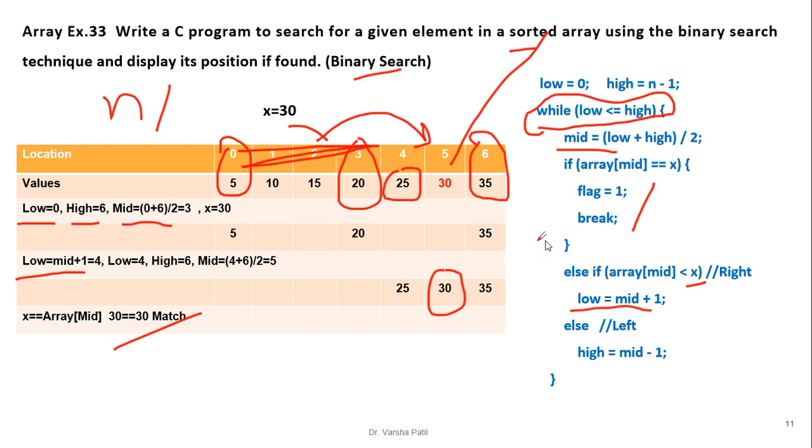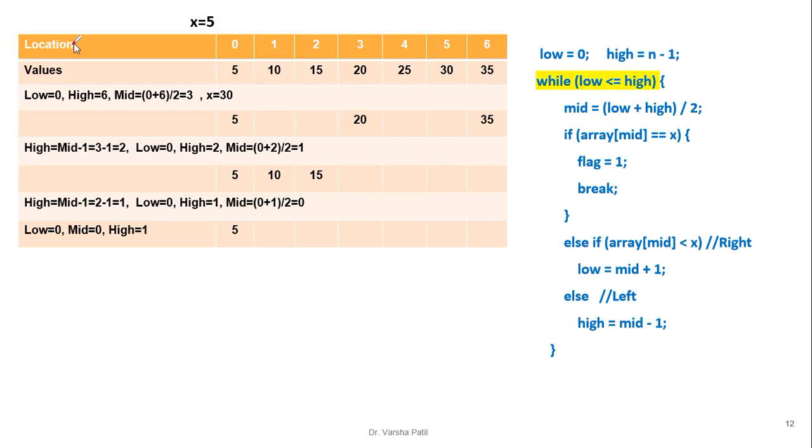Else, whatever element we want to search, that is present on the left hand side. So what we are doing, we are setting high equal to mid minus 1. So we only require to change high equal to mid minus 1. Only this much logic is required for this program. Now we will see the next condition.